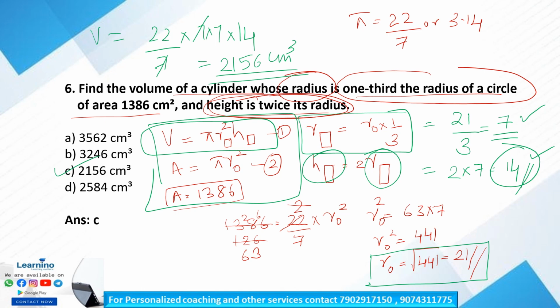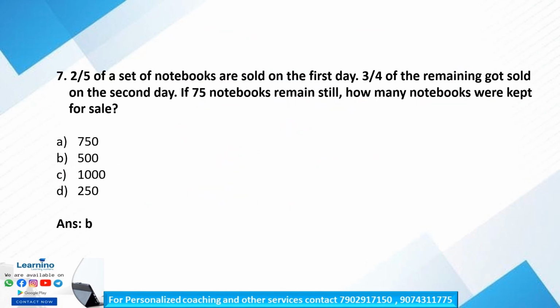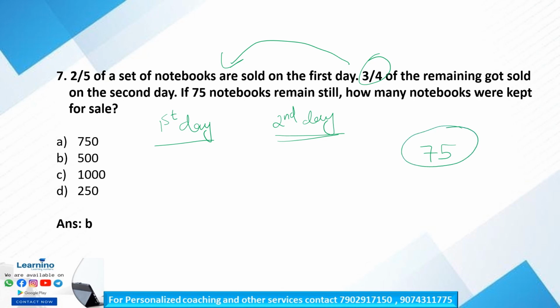Is it clear? Okay. So next question, question number 7. 2 by 5 of a set of notebooks are sold on the first day. Okay, so first day, 2 by 5 of the set of notebooks are sold. Okay, so 3 by 4th of the remaining got sold on the second day. Second day, 3 by 4th of the remaining got sold on the second day. Okay, so finally the remaining notebooks are 75. How many notebooks were kept for sale?